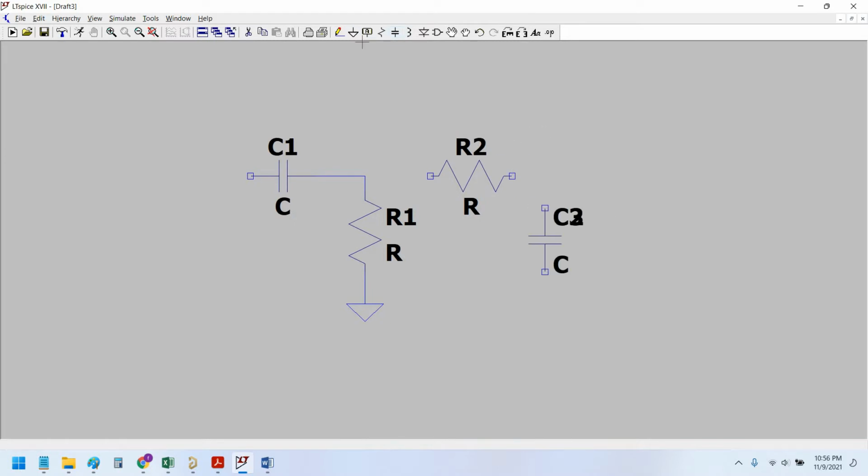The band pass filter is made of the low pass filter and high pass filter cascaded with each other. So the high pass filter would be simply a resistor and a capacitor. The resistor would be connected to the ground for the high pass filter. And for the low pass filter, the capacitor would be connected to the ground and the resistor would be in series.